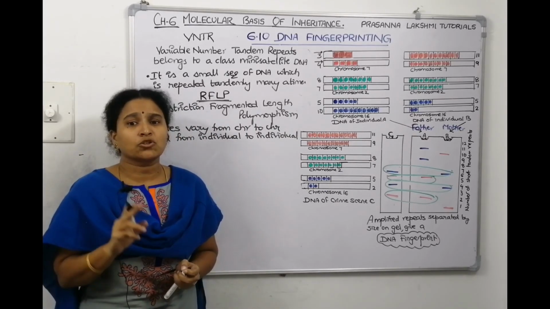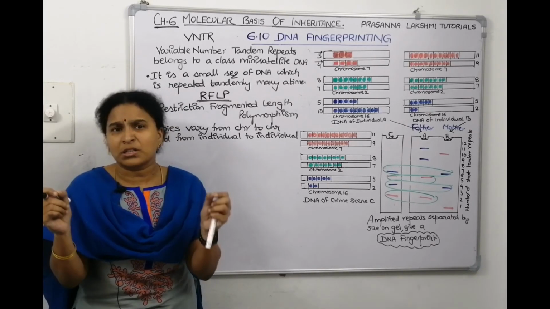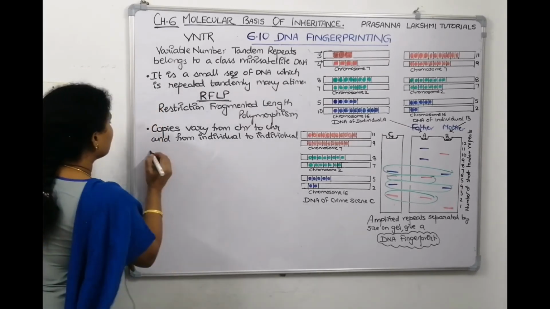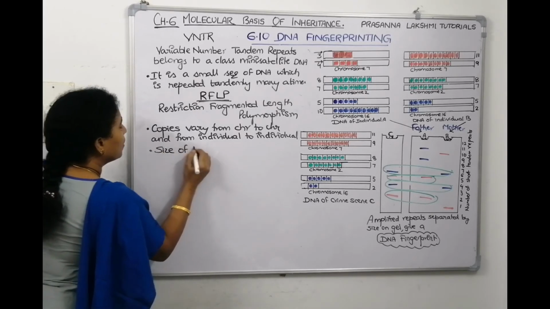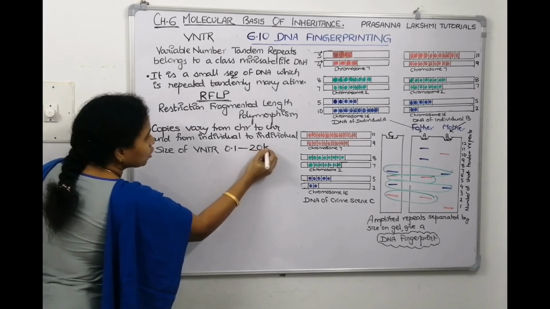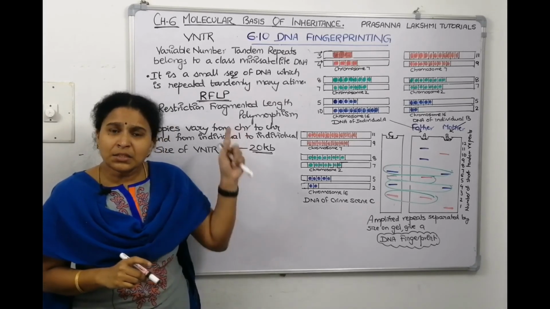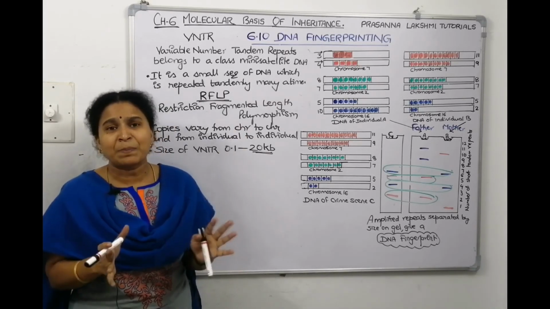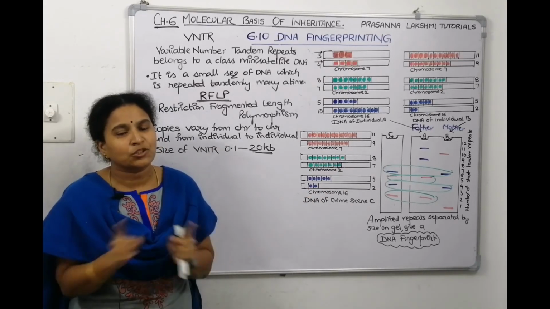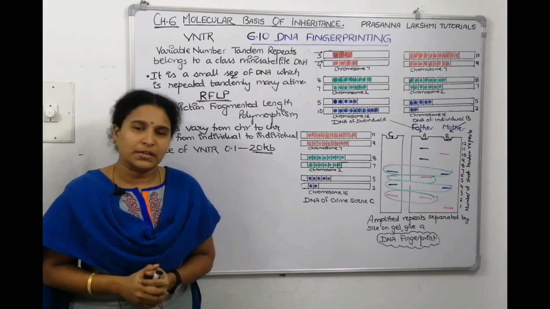The number of repeats shows a high degree of polymorphism. The size of the VNTR: what is the minimum size, what is the maximum size? The minimum size is 0.1 kb, the maximum size is 20 kilobase pairs. Then we are telling this VNTR, this RFLP gives a unique fingerprint of a particular person, and it will not match for any two people unless they are identical twins, monozygotic twins, right?